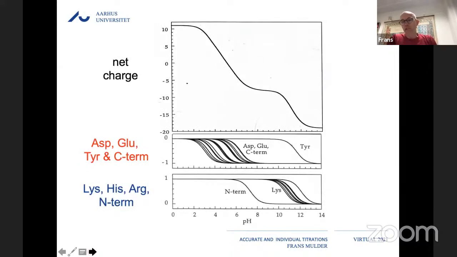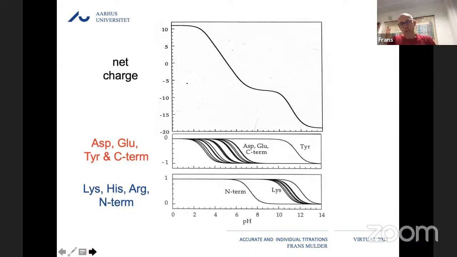So of course, one can measure by various methods the net charge of a protein as a function of pH. And that is an interesting thing to do. But of course, you would know that this charge state of the protein is the result of many side chains and the termini of the protein itself that are being titrated in the experiment. Of course, we have a number of acidic side chains, aspartates, glutamates, tyrosine side chains, and the C-terminus. And then we have a bunch of basic side chains like the lysines, arginines, histidines, and the N-terminus.